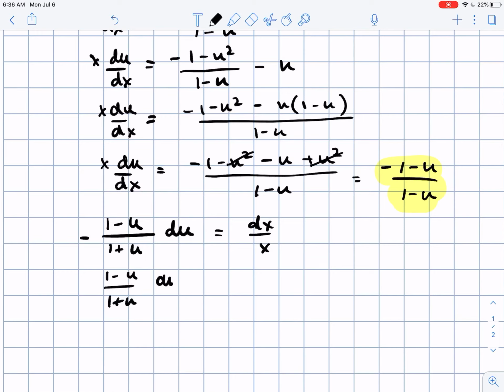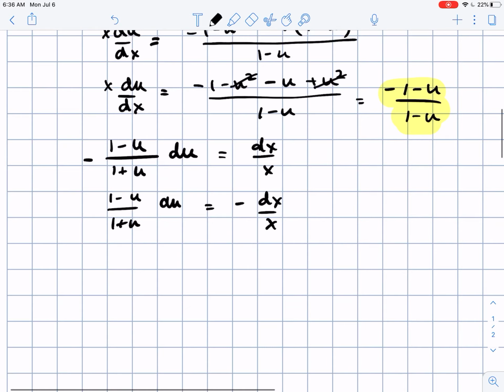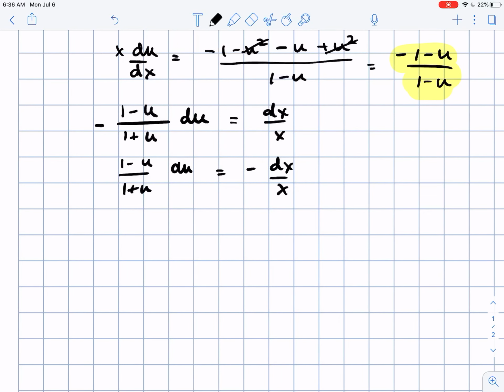I just like the way it looks a little bit better, but you could keep the negative on that side if you want, but I think it's easier for us to do that this way. Once you get here, we have it separated, and now we can integrate, okay? We could integrate, and this side is easy, right? Because you get that negative ln of x plus c.